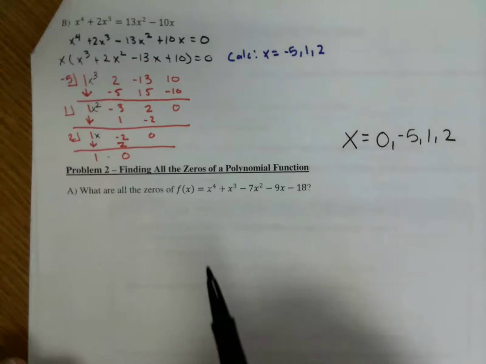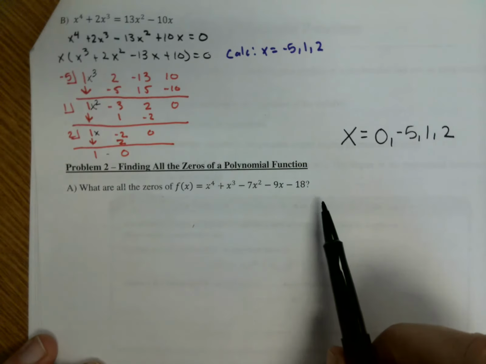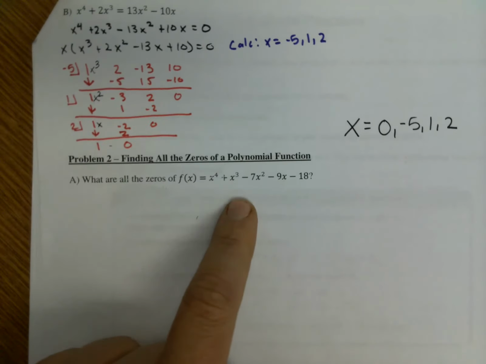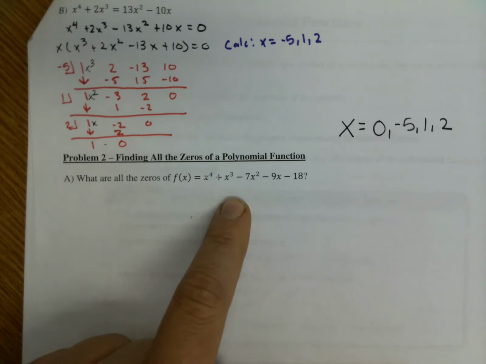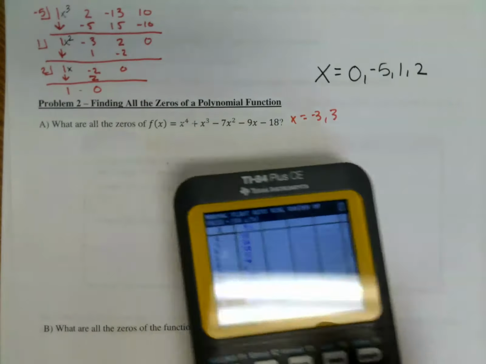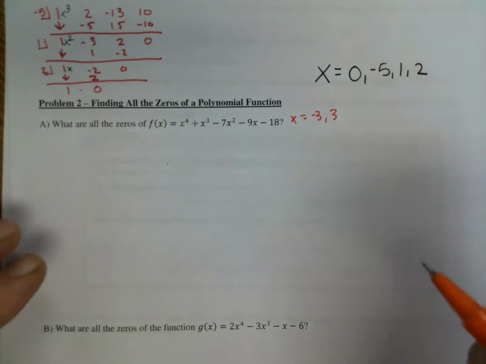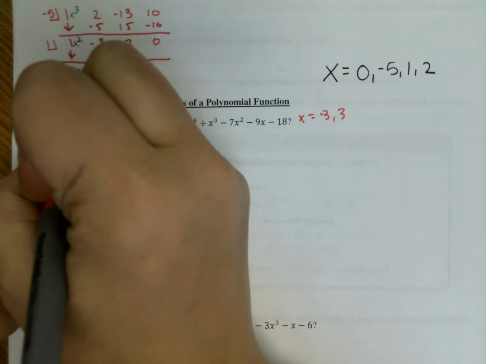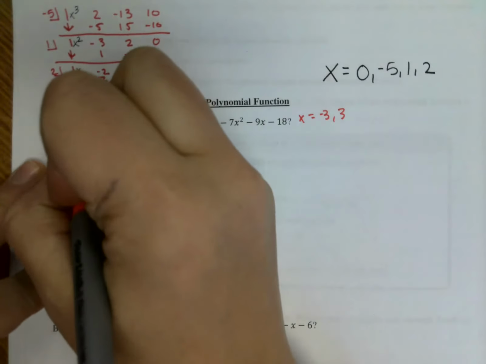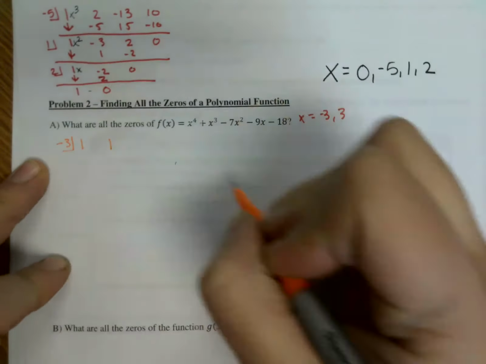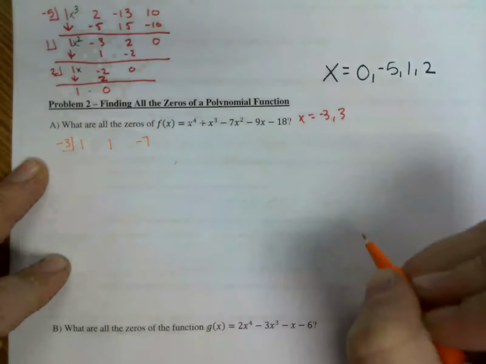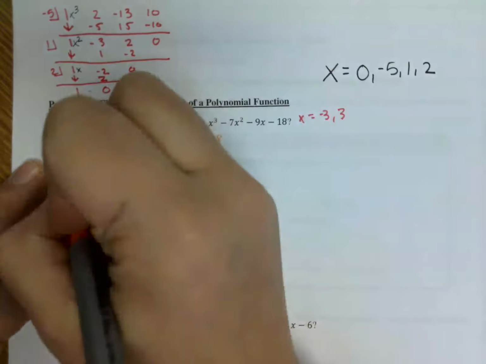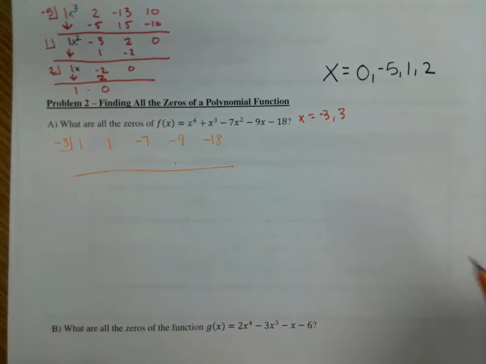So now, again, I want you to first look at this problem. I want you to type this into your calculator and look for the zeros. You should have gotten 2 zeros from your calculator, negative 3 and 3. So again, first thing you want to do, because there should be a total of 4, is to synthetically divide those 2 zeros out. So I have a 1 in front of the x to the fourth, a 1 in front of the x cubed, negative 7 in front of x squared, negative 9 in front of x, and negative 18. So first factor out both of these zeros.